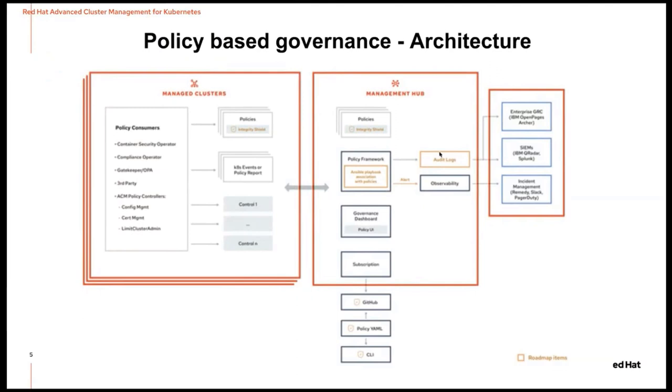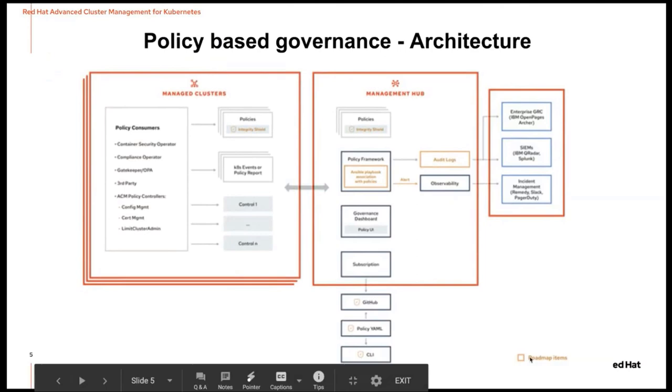There are a few roadmap items that we have highlighted here, where we want the policy framework to associate Ansible playbooks to trigger automated playbooks for policy violations. We also want to integrate the policy violations and generate alerts to the observability component, which can then integrate with the enterprise incident management tools. And we also want to route audit logs to SIEMs for the security operations center. All the orange items in this chart are roadmap items.